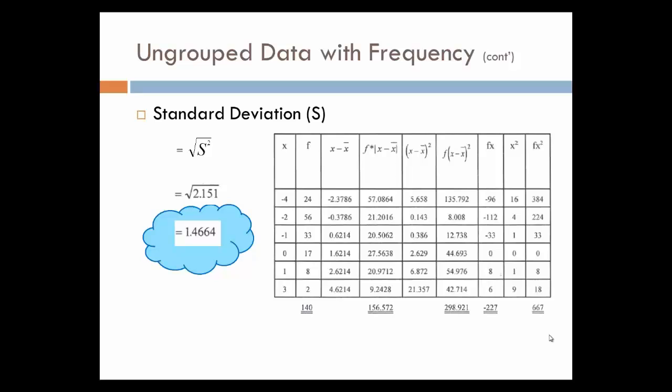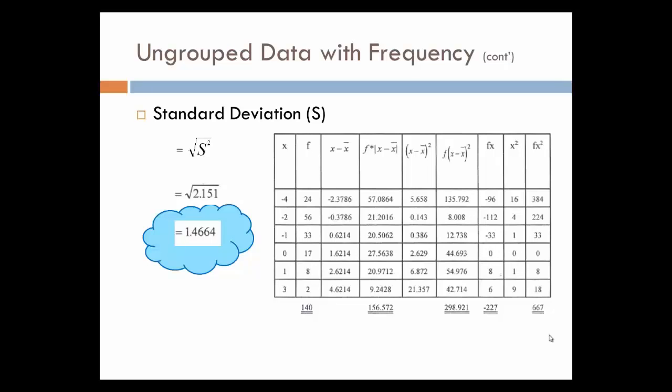if you were using a different textbook, you are going to find them, because authors of textbooks tend to write something to make it bigger so that you pay more money. And you do know that if someone took 298.921 and then divided it by 140 minus 1, then we still get the variance, and then you take a square root of that, and that will give us 1.4664.